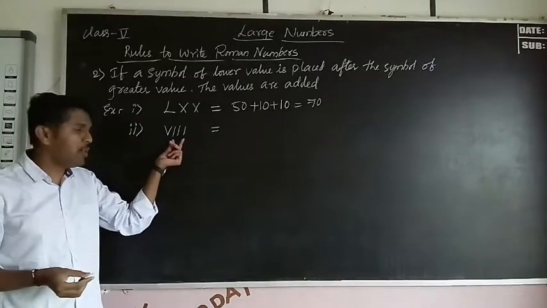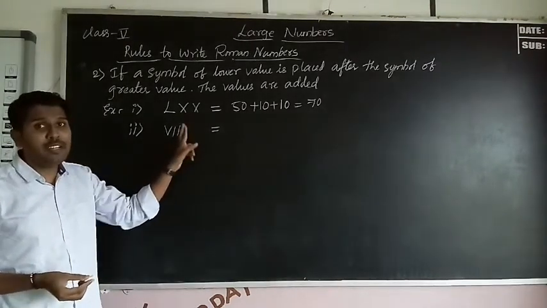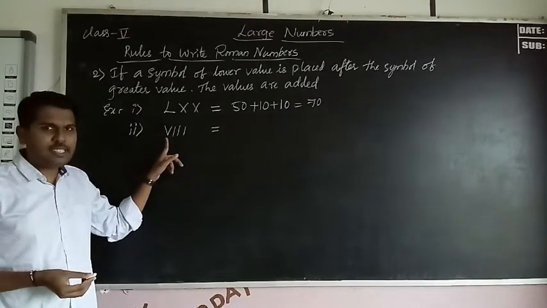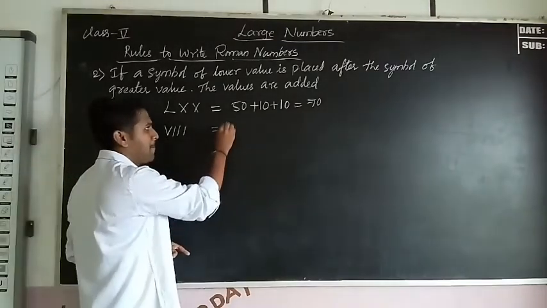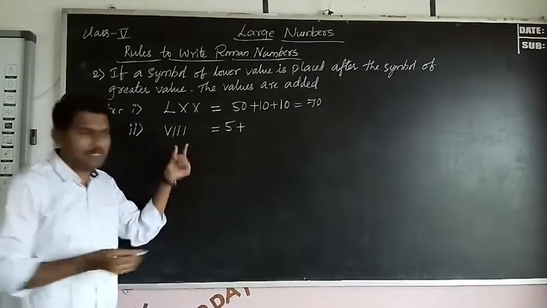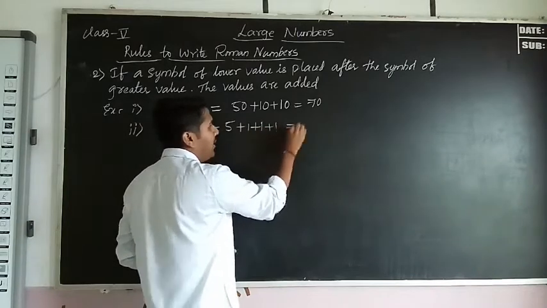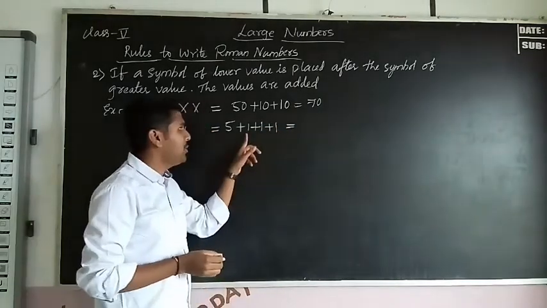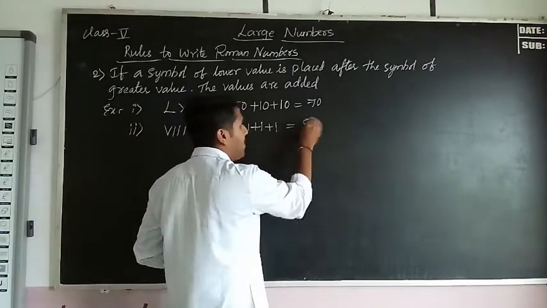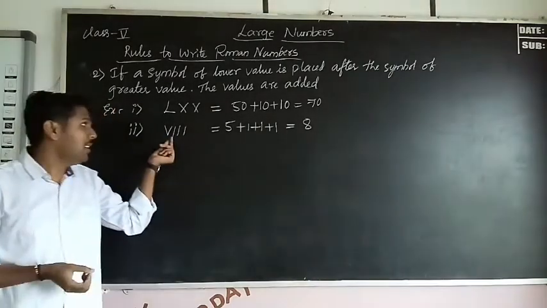So these are the smaller values. Smaller values placed after a greater value means you can add the numbers. So V value is 5 plus I value is 1, but how many times? 3 times. So write 1 plus 1 plus 1. And 5 plus 1 is 6, plus 7, plus 8. So 8. So you can write 8 as VIII.